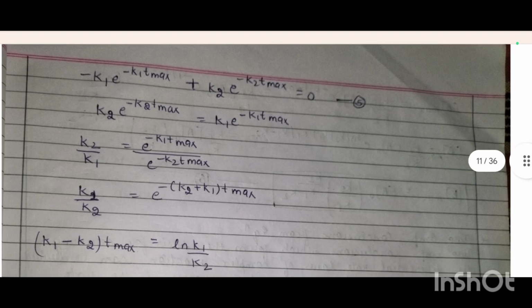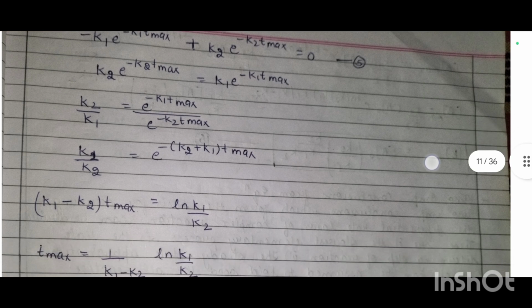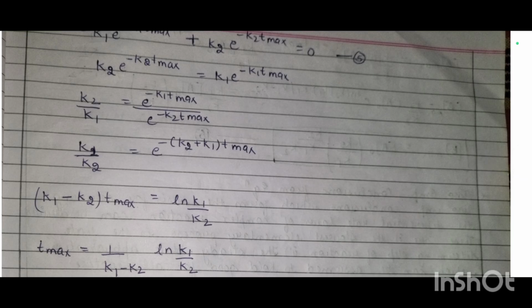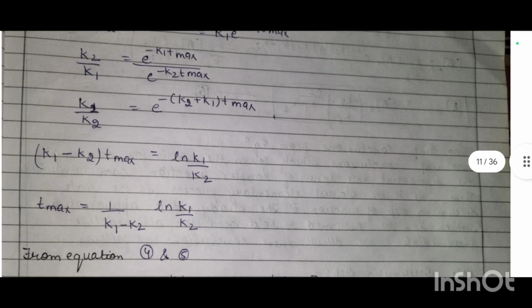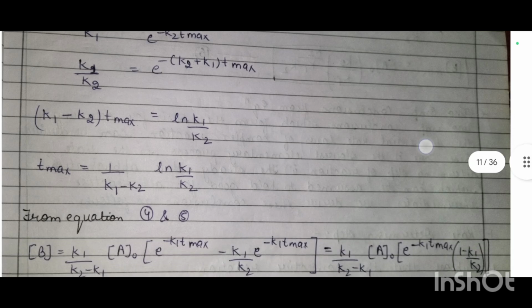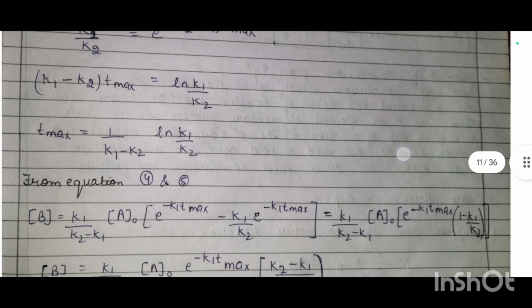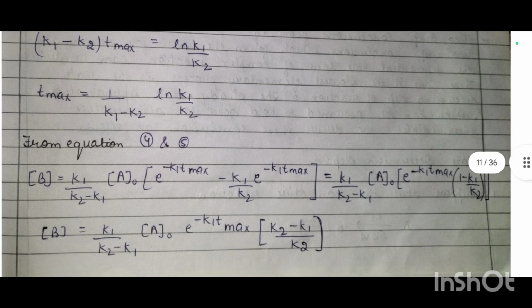k2 e^(−k2 t_max) = k1 e^(−k1 t_max). So k2/k1 = e^(−k1 t_max)/e^(−k2 t_max), so k1/k2 = e^((k1 − k2) t_max)... that is, (k1 − k2) t_max = ln(k1/k2). T max = 1/(k1 − k2) ln(k1/k2).